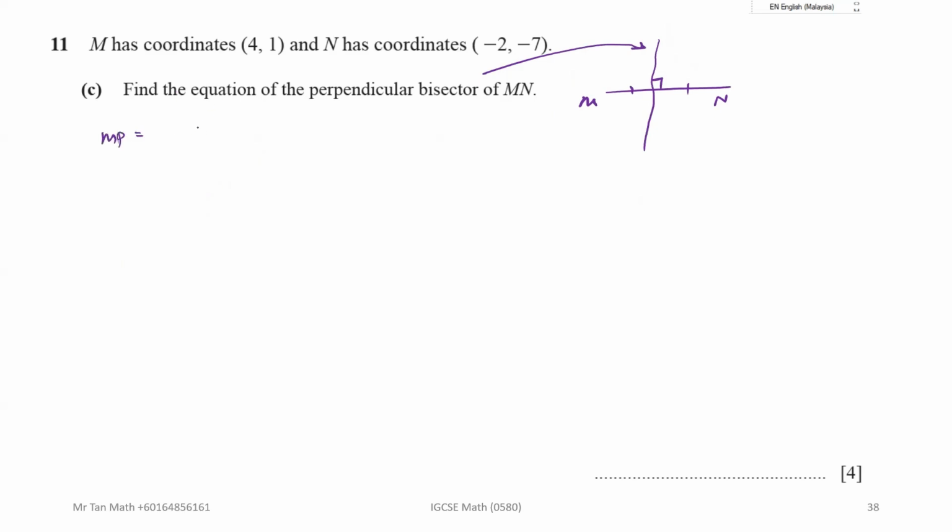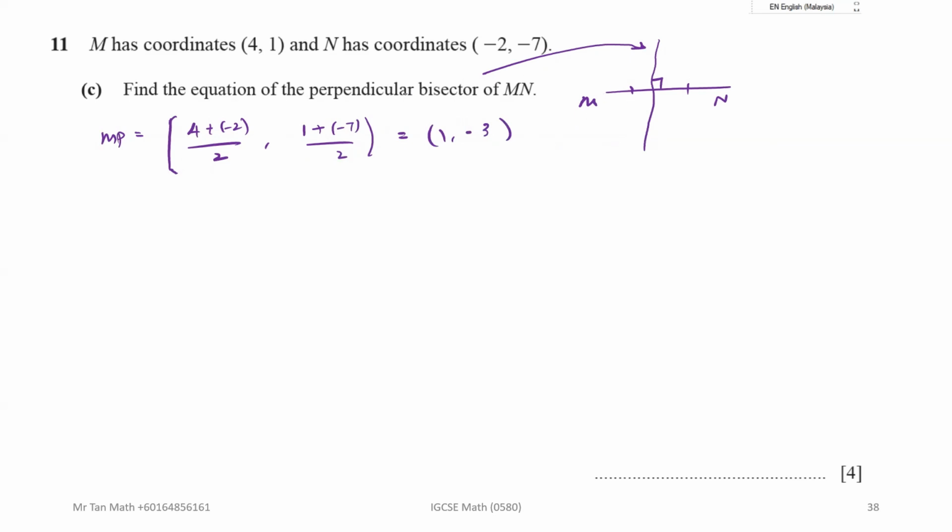You just add, so 4 plus minus 2 divided by 2, and then 1 plus minus 7 divided by 2. You get the midpoint will be 1 and negative 3.